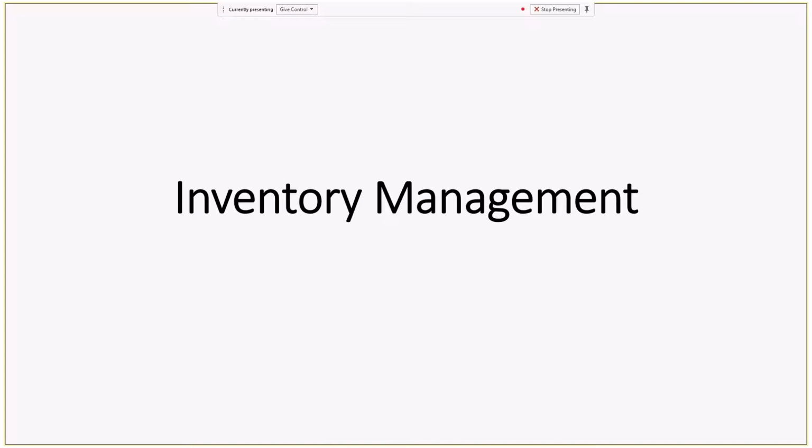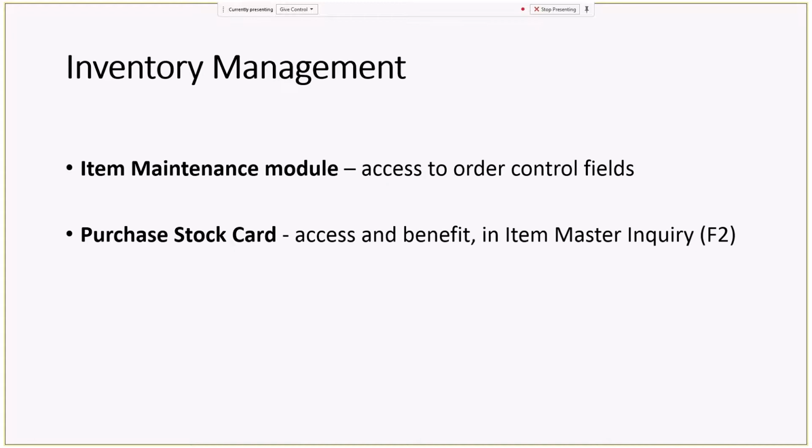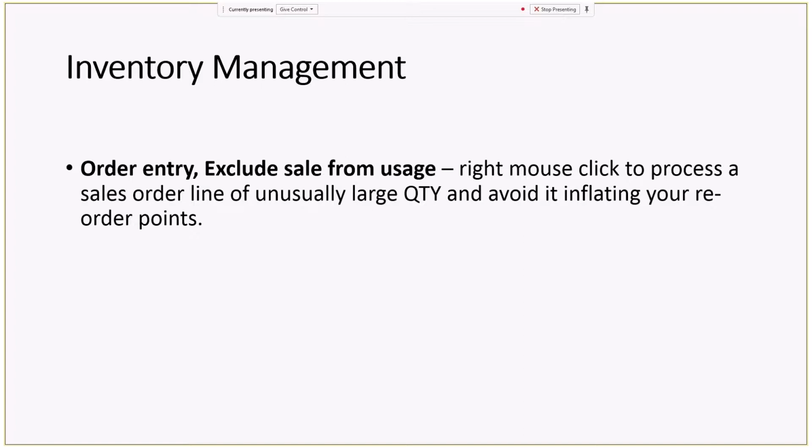And in today's session, we're going to talk about various aspects involved in managing your inventory. We're going to start off in P21 in the item maintenance module, and we'll show you where the various order points are located on stocking items. And we'll also go into the purchase stock card, which shows the entire calculation that brings you up to your net stock. And right after that, we're going to go into the order entry screen and show you the quick little right mouse click action that can exclude a sale or line items from usage.